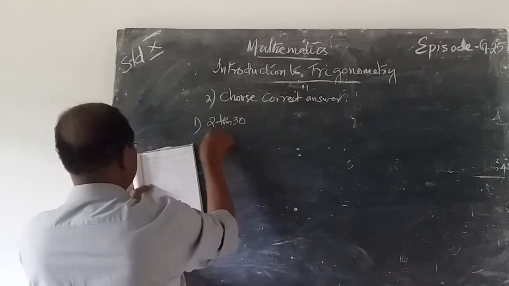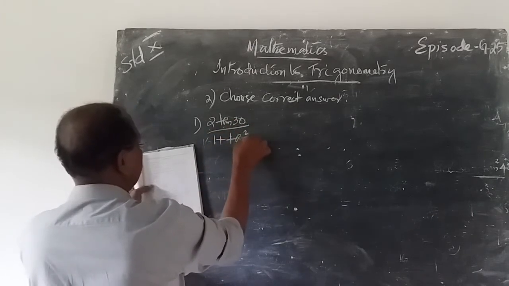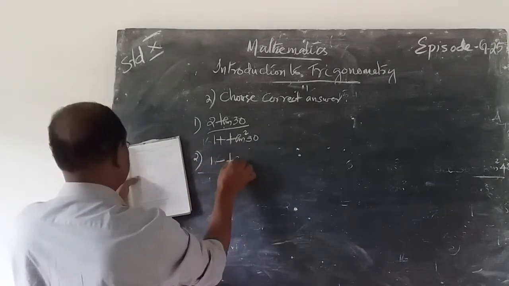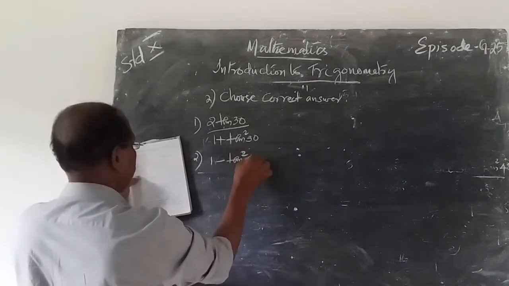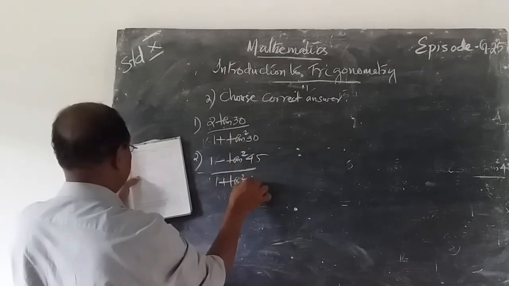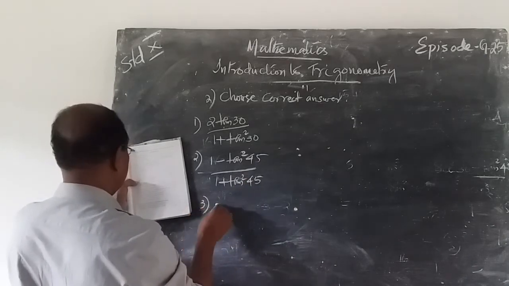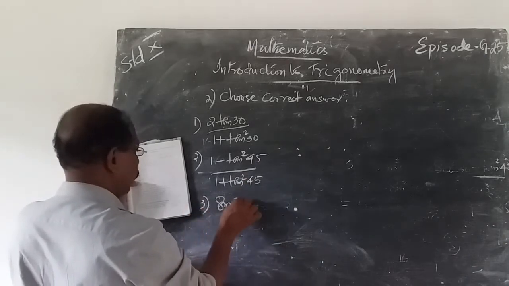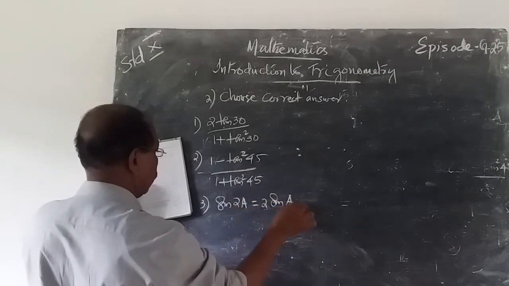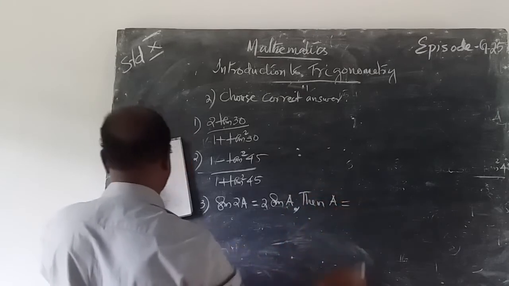2 tan theta by 1 plus tan square theta. Second question, 1 minus tan square 45 by 1 plus tan square 45. Third question, sin 2A is equal to 2 sin A. Then A is equal to dash.